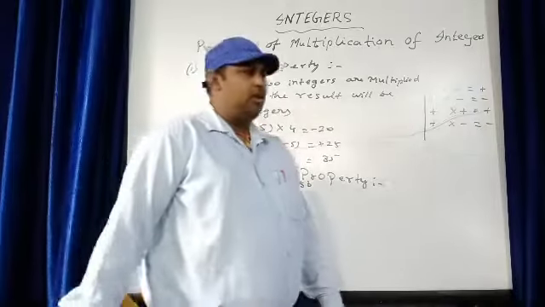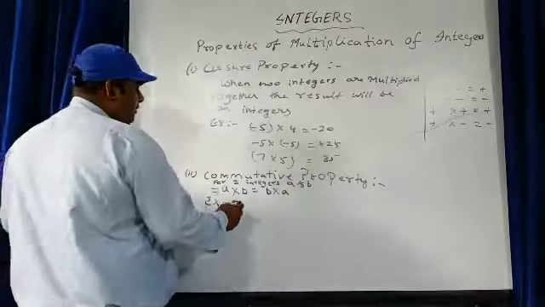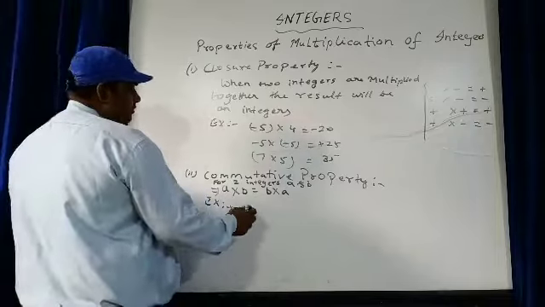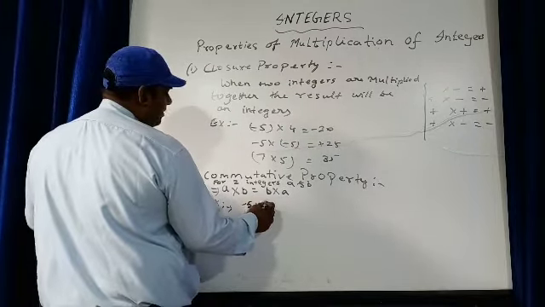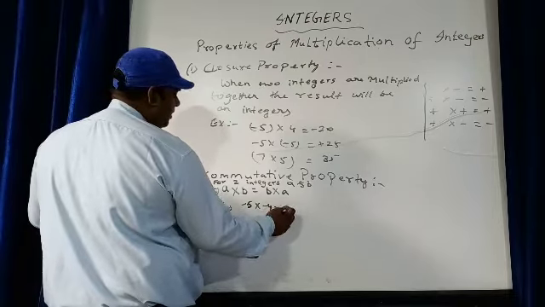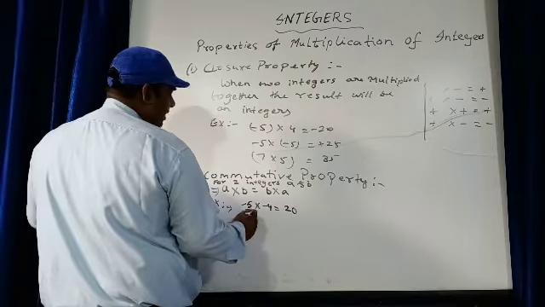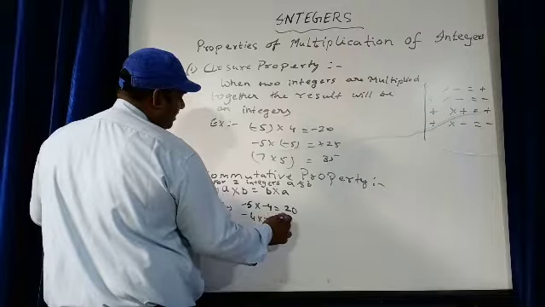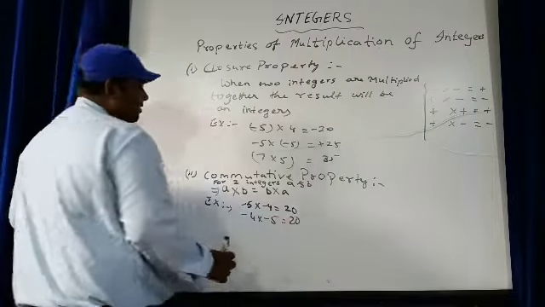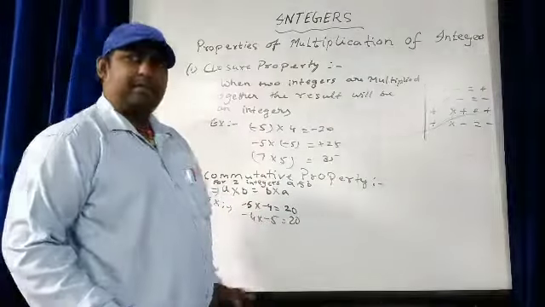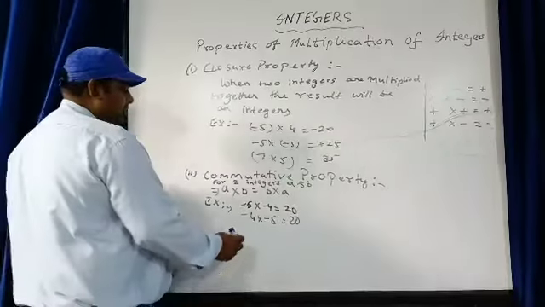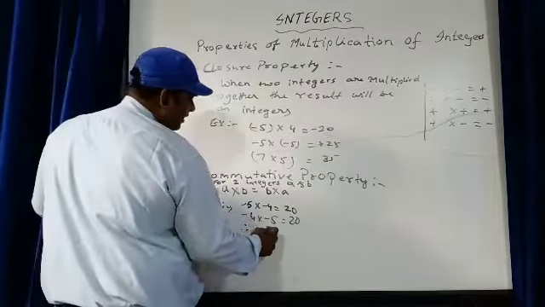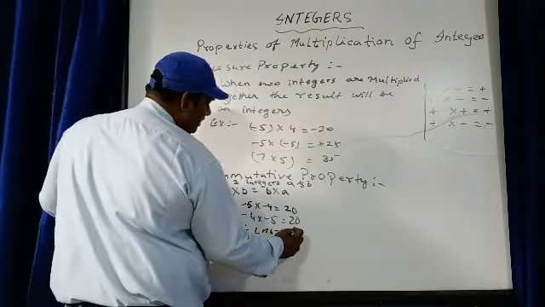Okay. Examples, you look here. It will be minus 5 into minus 4, it will be 20. Minus 4 into minus 5, it will be 20. We have taken a and b as minus 5 and minus 4, and we have got minus 4 and minus 5. Both results are the same. Therefore, LHS equals RHS.